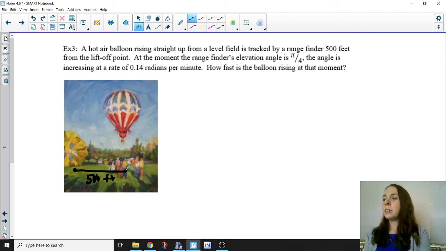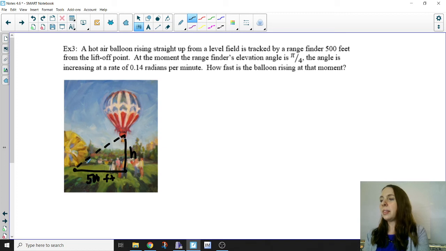Okay, the balloon is rising, the balloon's going up, right? And so this is changing, and so we should put a variable for this length, and I'm just going to use h for height. Okay, finally, it talks about the rangefinder's elevation angle, so we should draw in this diagonal.